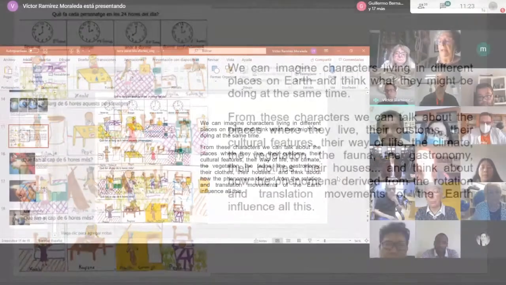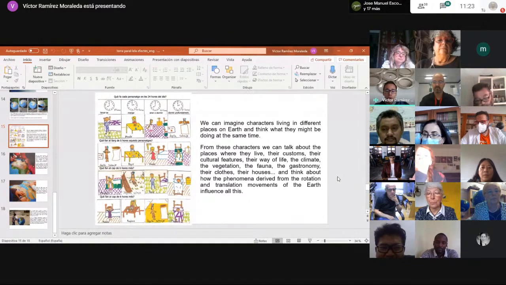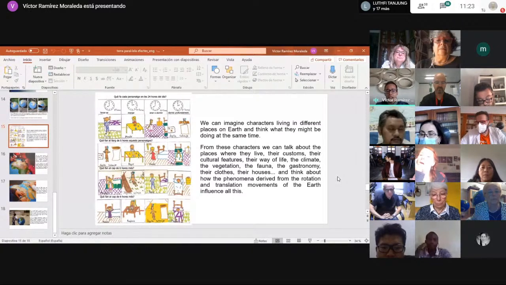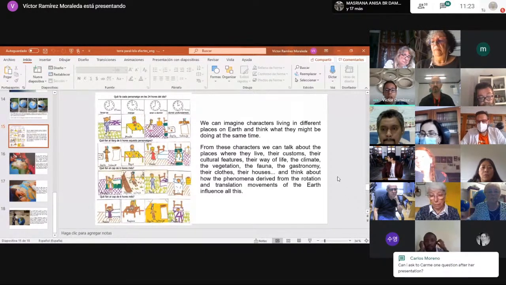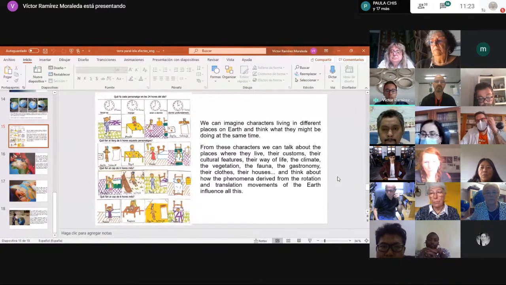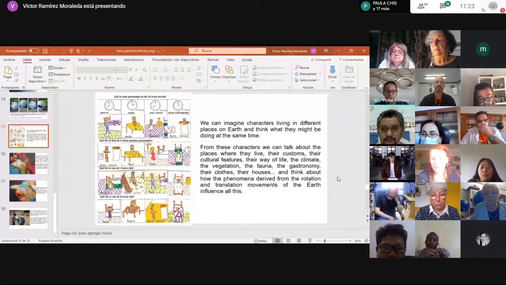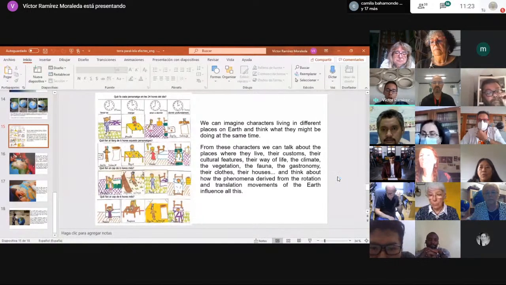Okay, by using this model, we can think about how these phenomena of the rotation and translation movements influence the Earth. So with the students, we did a little activity that consisted of imagining different characters living in different places on Earth and thinking about what they might be doing at the same time. And thanks to these characters, we can talk about the places where they live, their customs, their cultural features, their gastronomy. So using this model, we can learn about people around the world.